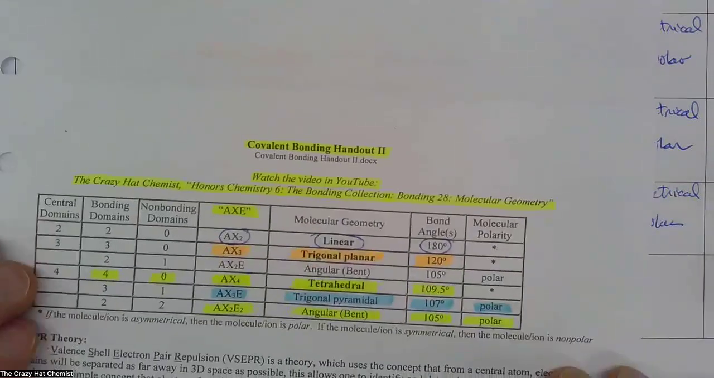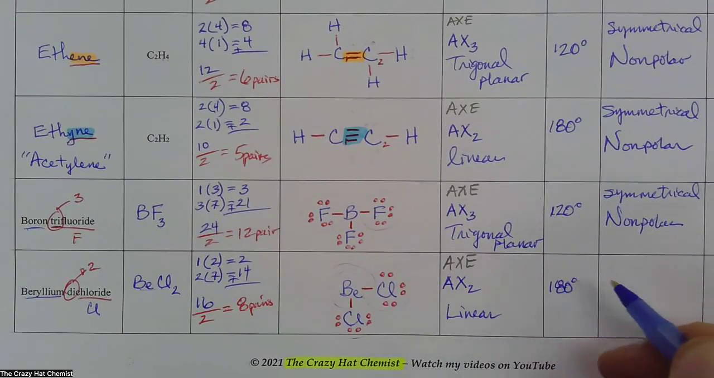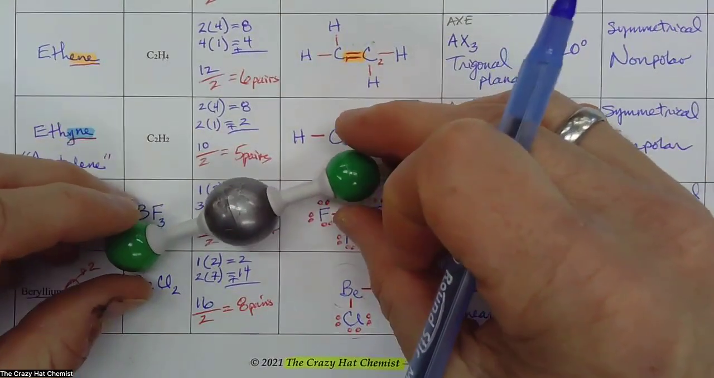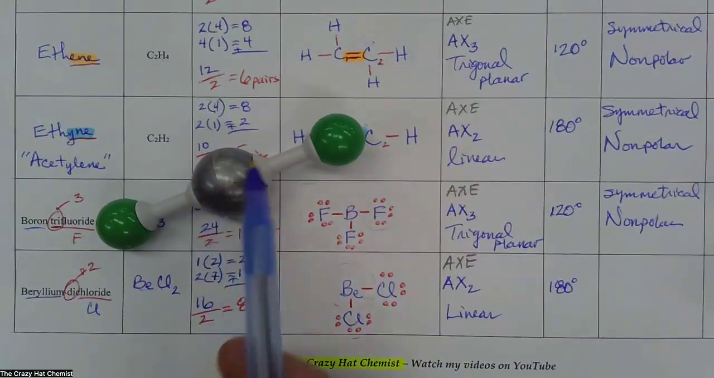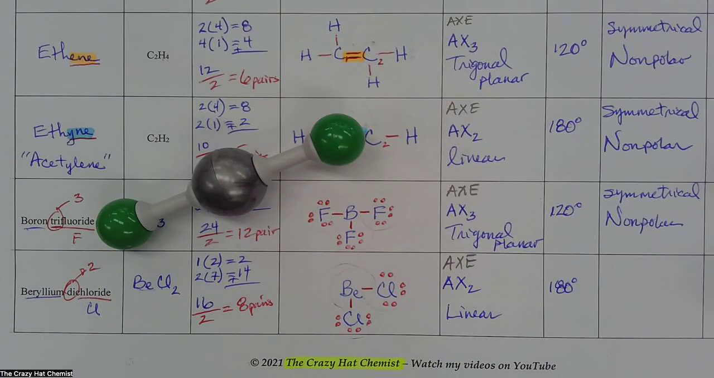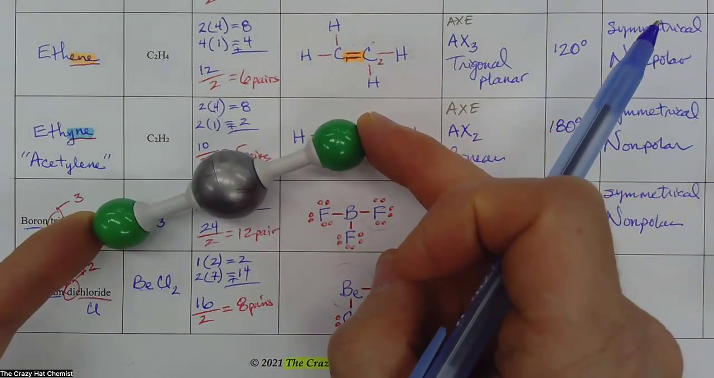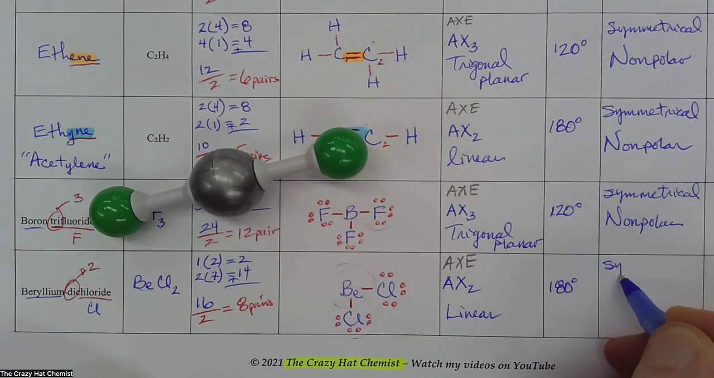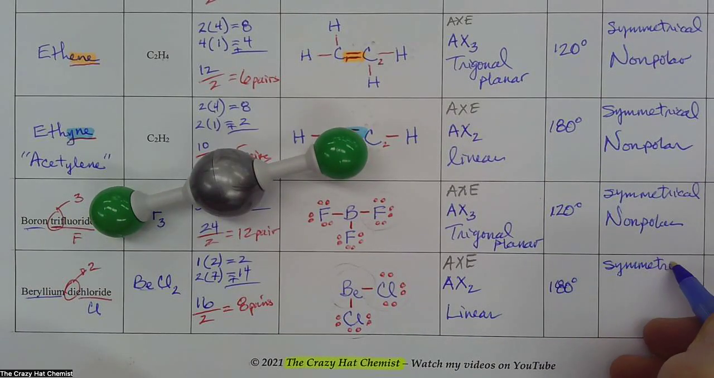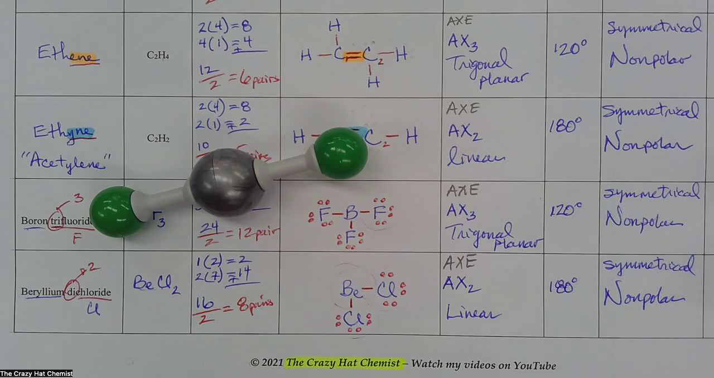If it is linear, then it has a bond angle of 180 degrees. Now we need to build it. Here it is. There it is. That is the beryllium, and that is a chlorine. That's a chlorine. That's a single bond. That's a single bond. I'm not showing the lone pairs of electrons here on this model. So am I touching everything the same on the outside? Yes, I am. So that's symmetrical, and that is nonpolar. Fantastic. So that's symmetrical and nonpolar.